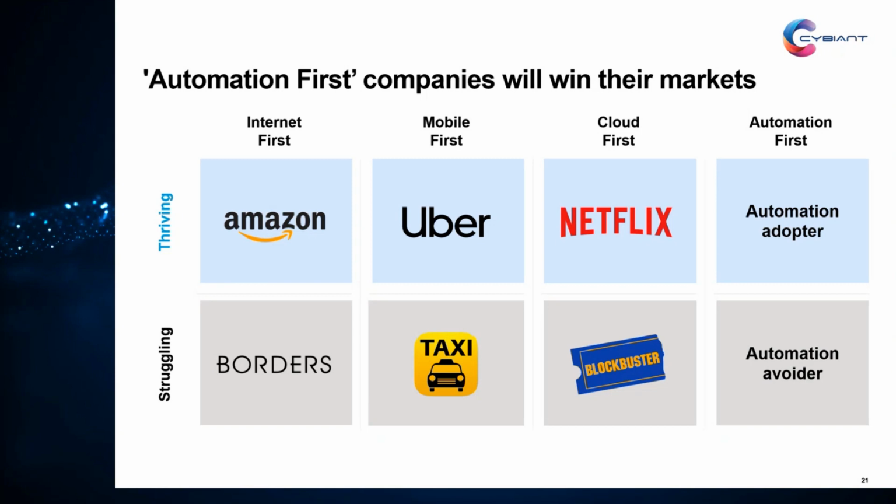It's basically a bookstore, a physical bookstore. So we can see that the company who focus on automation first, they basically win the market. We can see how Amazon won the market over Borders, okay? Because they adopted automation first.